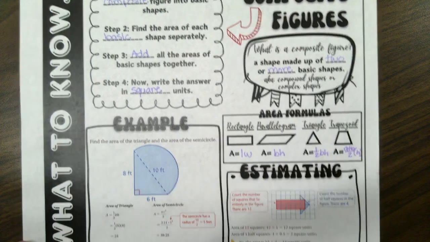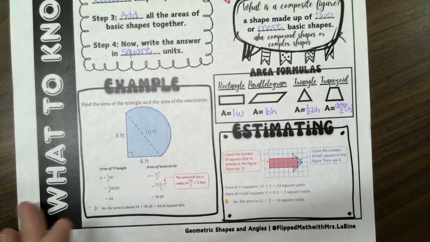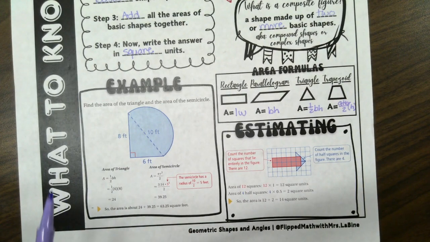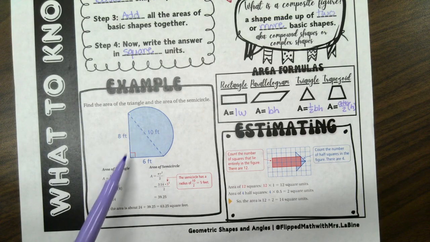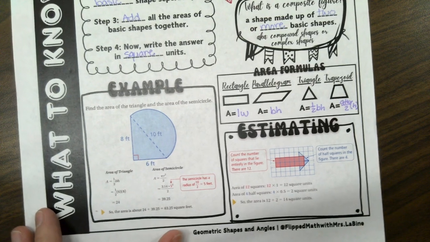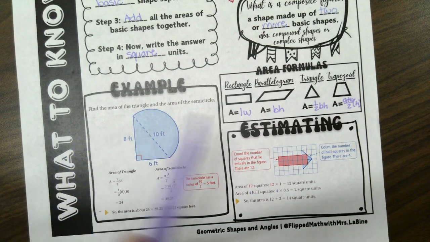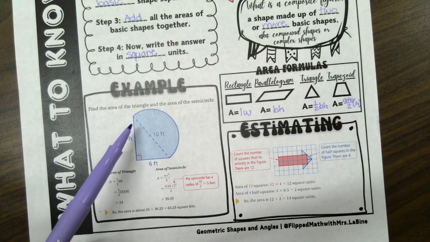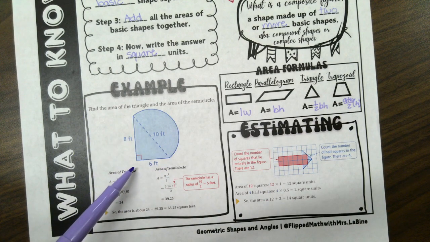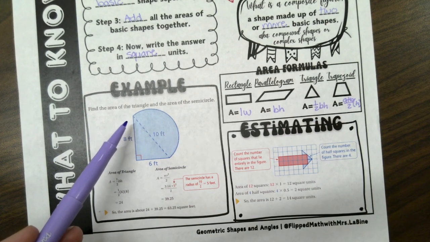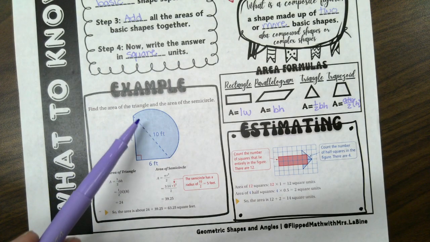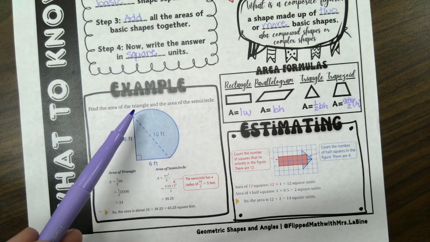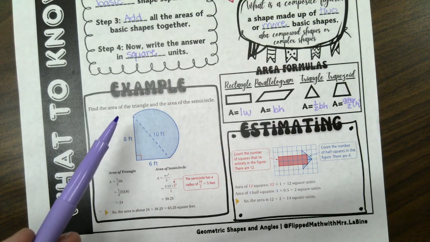Okay, so two examples here. One is to find the actual area. You're going to look at this composite figure. It is made up of a triangle and a semicircle. So we're going to break those two apart, and we are going to find the area of a triangle, which we know is half base times height. So we'll take our base is 6 times our height, which is 8, multiply that by half, and that becomes 24. Then our semicircle is pi r squared divided by 2.